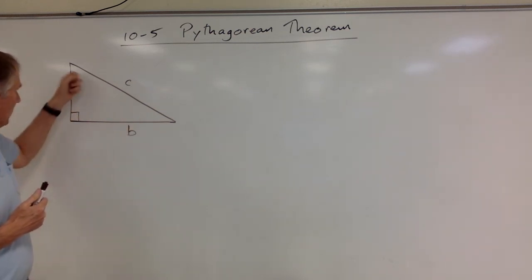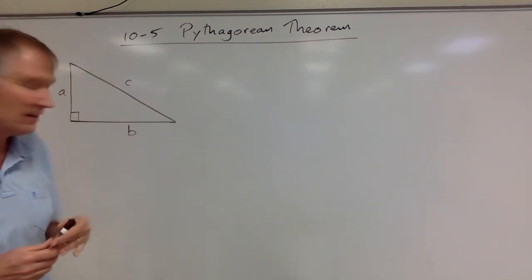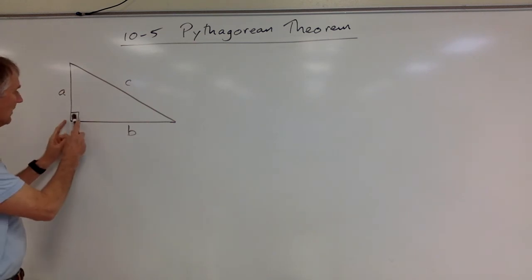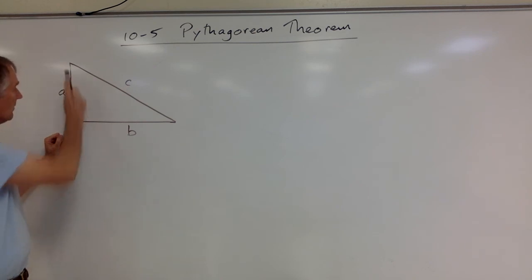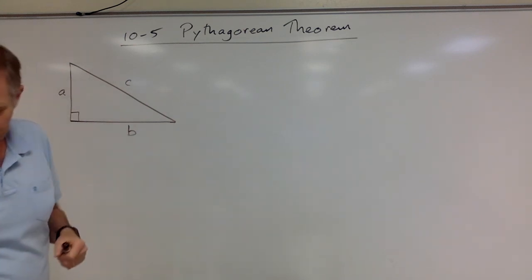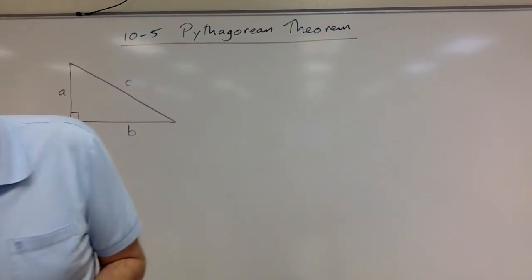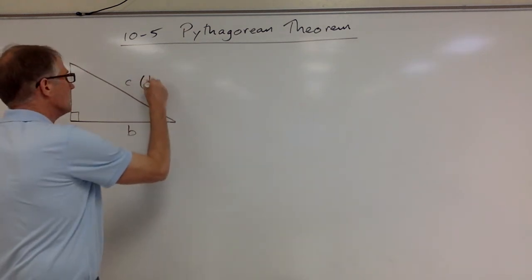This angle, 90, plus those two angles must add up to 180, but in a right triangle, one of the angles is always 90. This is the symbol for a right angle. You just put a little square here. The side that is opposite the right angle is called the hypotenuse. So this is the hypotenuse.